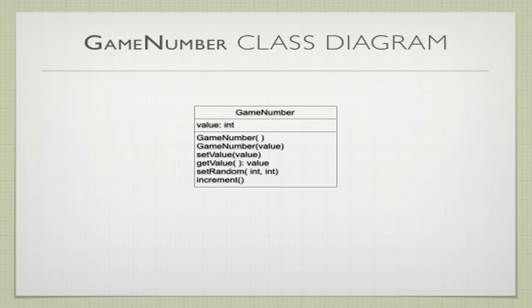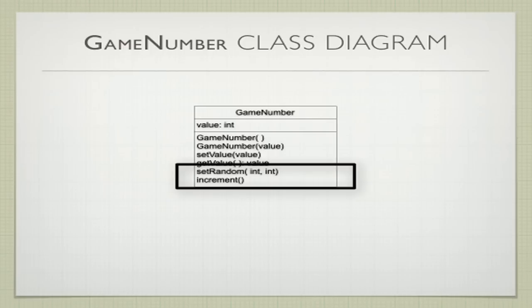So here is what we call a UML class diagram of what I'm going to use to create our GameNumber. The GameNumber will have one field called value, and that will be an int. We'll have two constructors. One we can call if we just want it to have a blank GameNumber, but another one we can call to set the game number. May be useful in some circumstances.